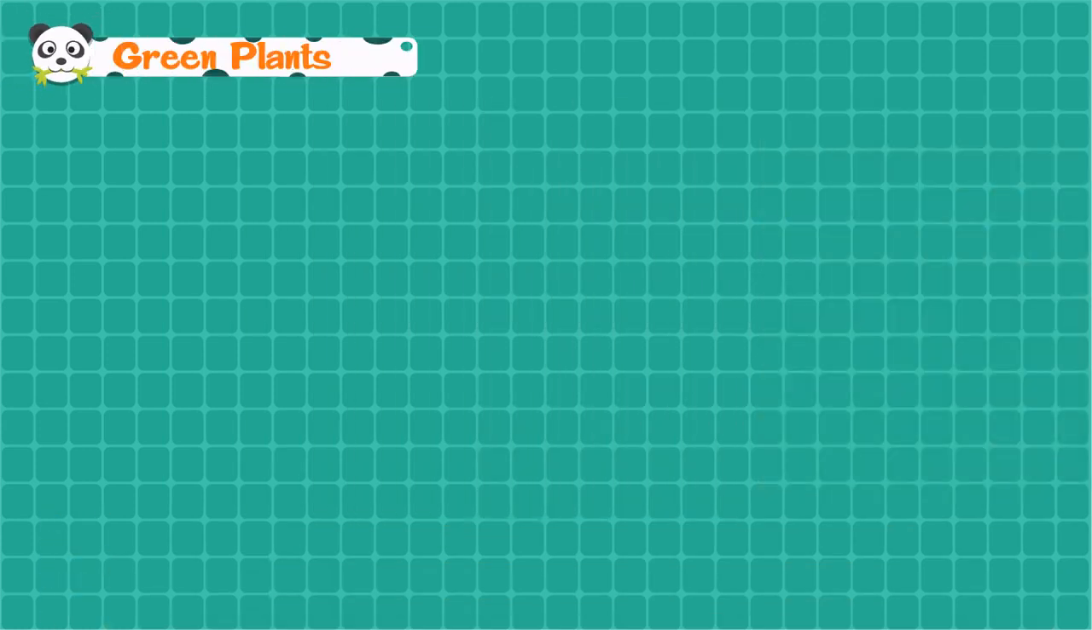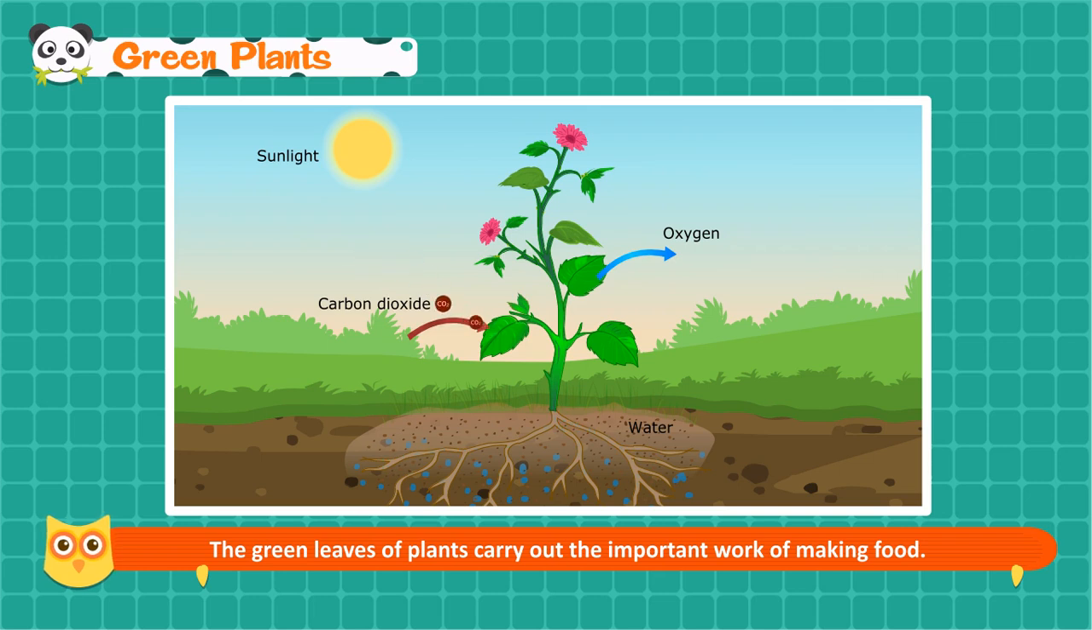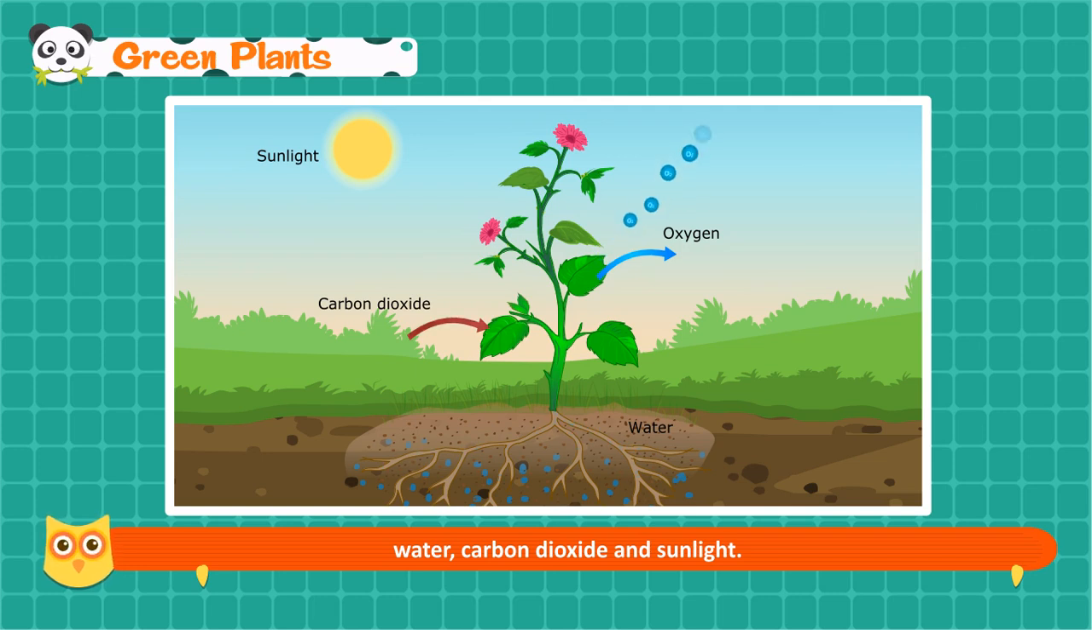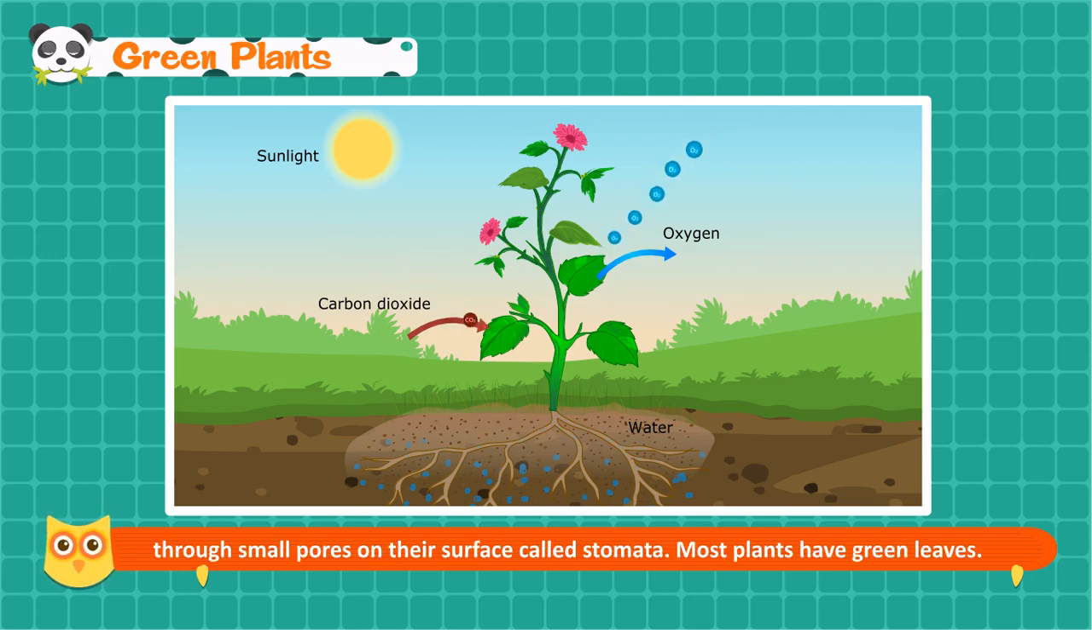Green plants. The green leaves of plants carry out the important work of making food. For this, green leaves need 3 important raw materials: water, carbon dioxide, and sunlight. The roots take in water and minerals from the soil. The stem carries these materials towards the leaves. The leaves absorb carbon dioxide from the air through small pores on their surface called stomata.